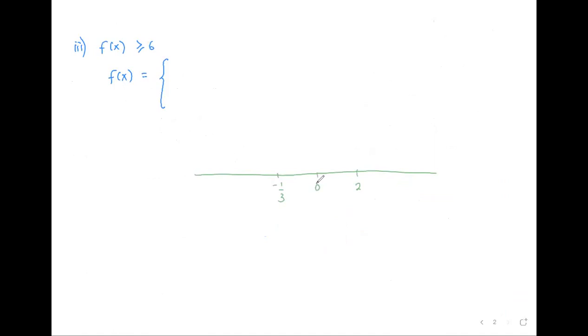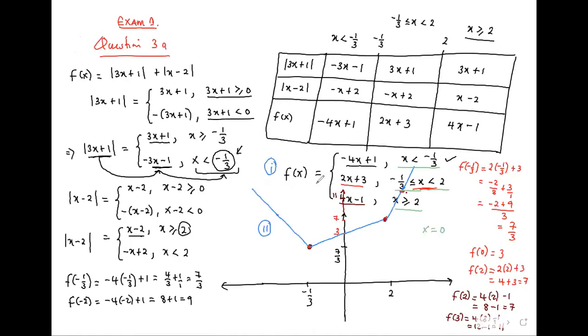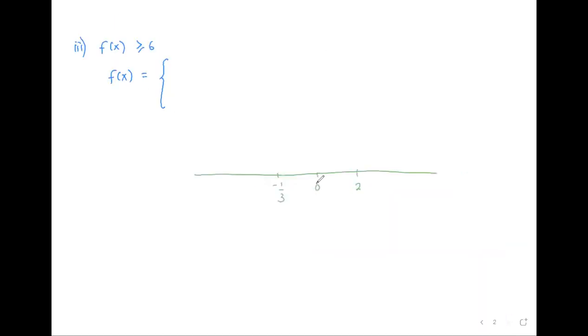In the same way, f in this interval is negative 4x plus 1. f is negative 4x plus 1 here, and f is 2x plus 3 here, and f is 4x minus 1 here. So when you pick each x in any of these intervals, you substitute it in the function assigned for that interval.